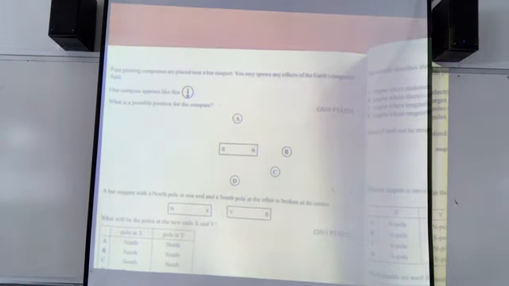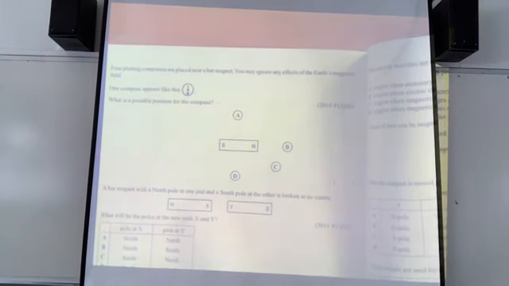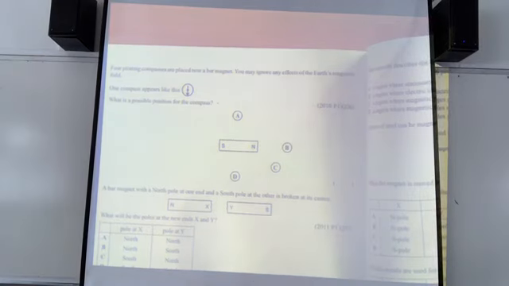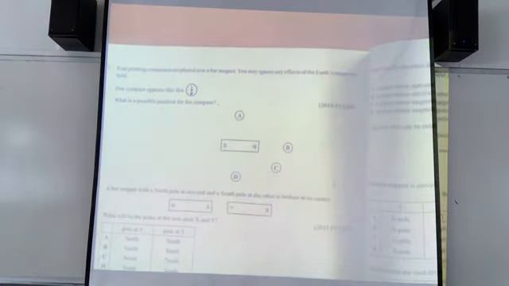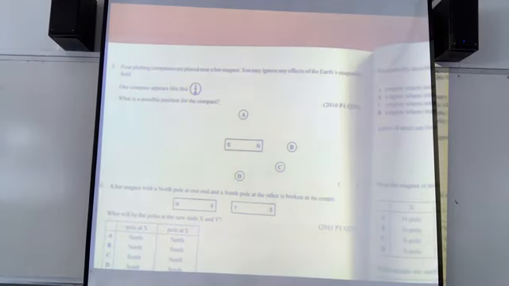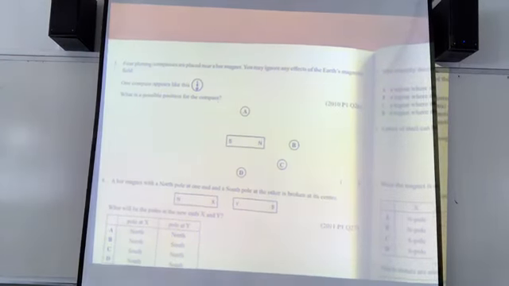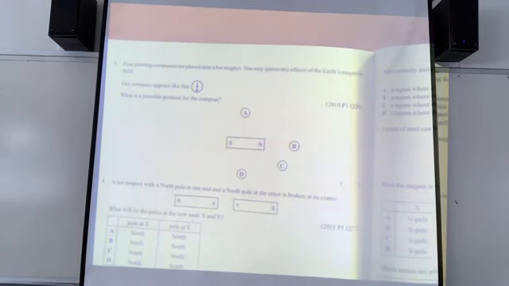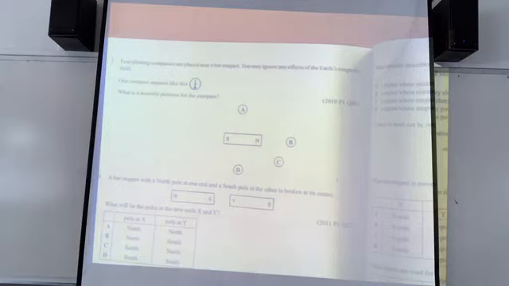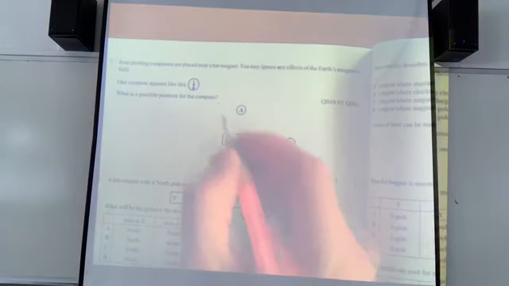4 plotting compasses are placed near a bar magnet. You may ignore any effects of the Earth's magnetic field. One compass appears like this. What is the possible position of the compass? Now remember, number 1, you must remember that the compass needle always points in the direction of the magnetic field. I repeat, the compass needle always points in the direction of the magnetic field.